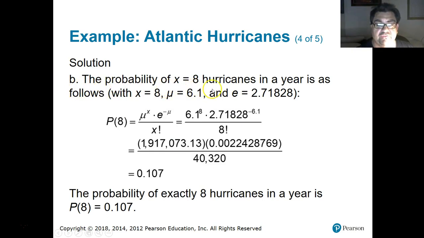And the probability of x hurricanes in a year is as follows. X equals 8, mu equals 6.1, e equals that, and you can just put that into Excel, put that into our calculators, and we should be able to get it. Plug it all in, you get 0.107. So exactly 8 hurricanes in a year has a probability of 0.107. Pretty low, but not extremely low. It's not less than 5%, so it can happen.